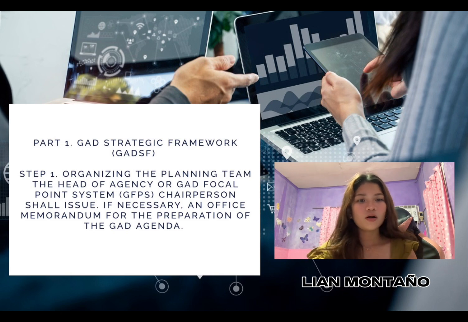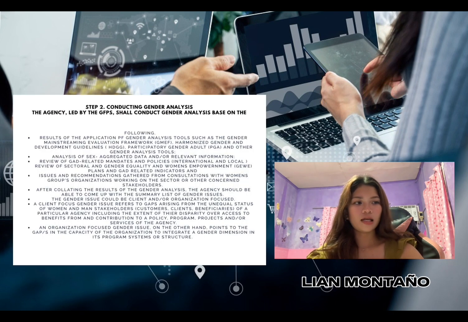The boss or leader in charge of gender equality issues within an organization needs to create a team to plan how to improve gender equality within that organization. They'll send a note to everyone involved to get the planning started. Step 2.